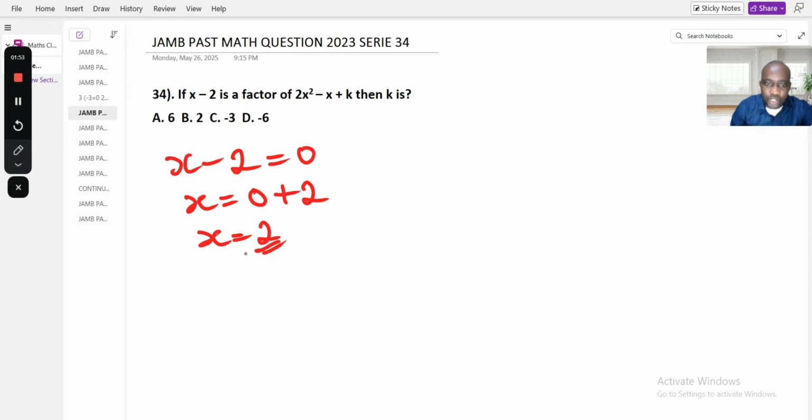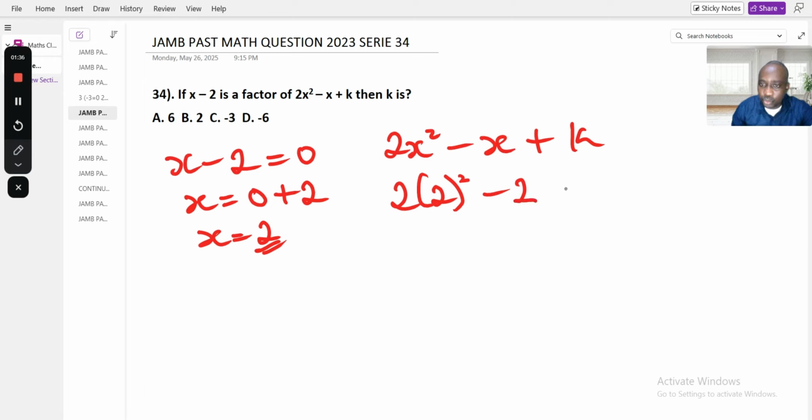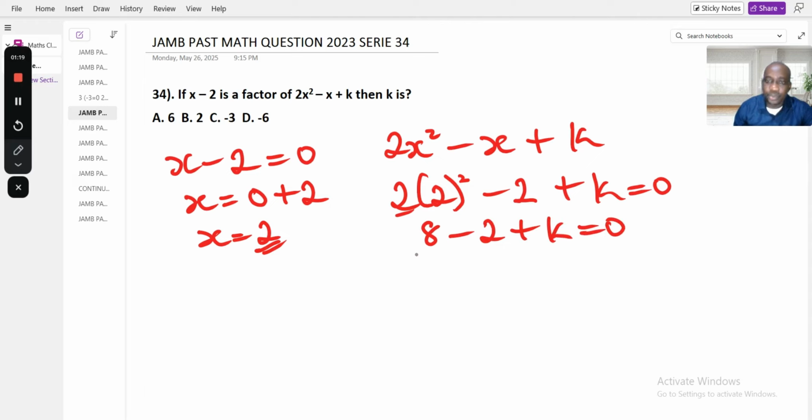Let's write out this question. 2x raised to power 2 minus x plus k. What is our x? Our x is 2. 2 raised to power 2. You replace that x with 2. 2 plus k equals 0. 2 times 2, you know this one is raised to power 2. 2 times 2 is 4. 4 times 2, the one beside here, is 8. 8 minus 2 plus k equals 0.